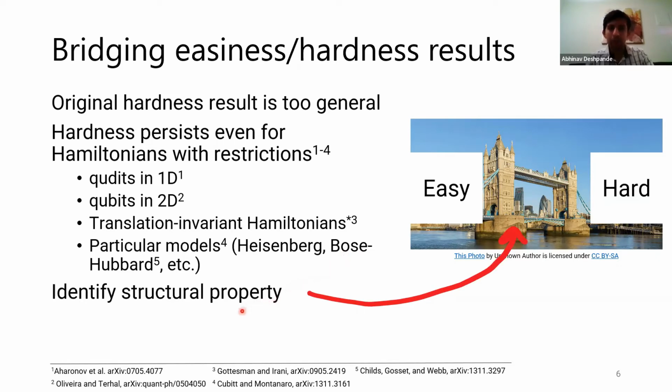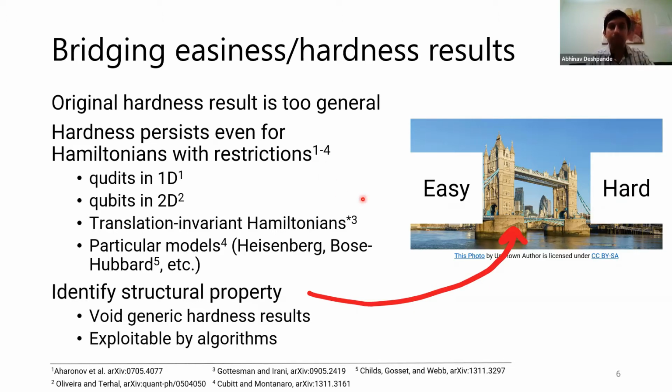So what we aim to do here is to identify a structural property that sort of bridges the two results that we know of. And identifying these structural properties would help us avoid generic hardness results. And they help us identify features that can be exploited by algorithms.